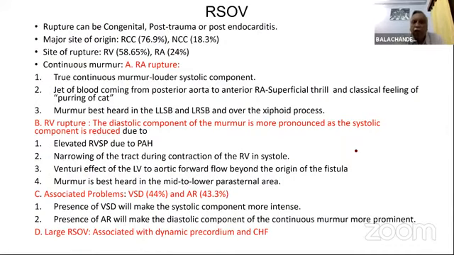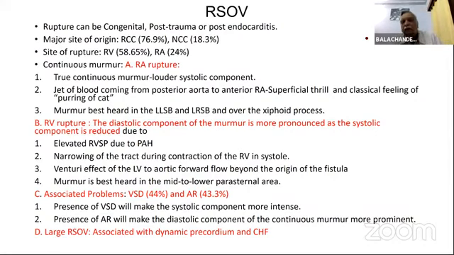So now we come to the ruptured sinus of Valsalva. We'll come to the differential diagnosis when we talk about ruptured sinus. It can be congenital. It can be, of course, traumatic or due to endocarditis. The major site of origin is, of course, the right coronary cusp in about 75%, and the non-coronary cusp in about 18%. The site of rupture is into the RV in about 60% and RA in 25%.